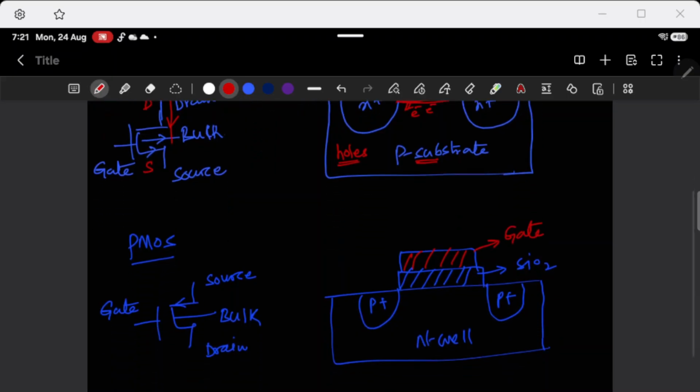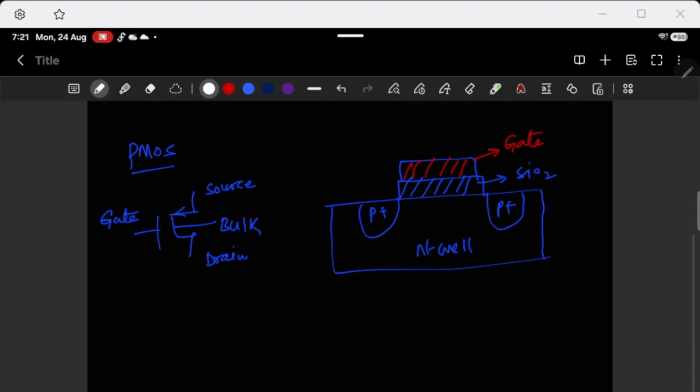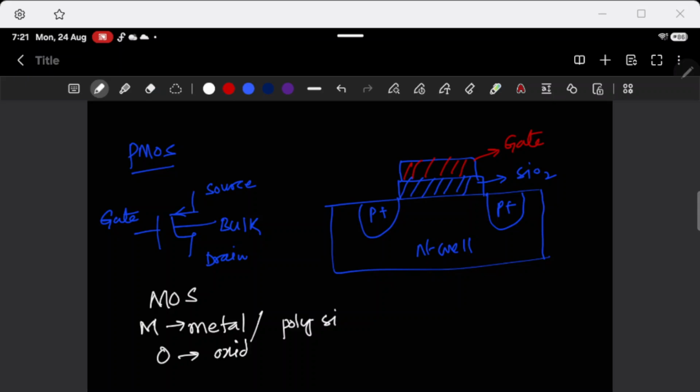In MOS, in older technologies the metal used was aluminum, but now, in order to be compliant with the silicon process, this metal is polysilicon. O is for oxide, that is SiO2, and S is semiconductor.